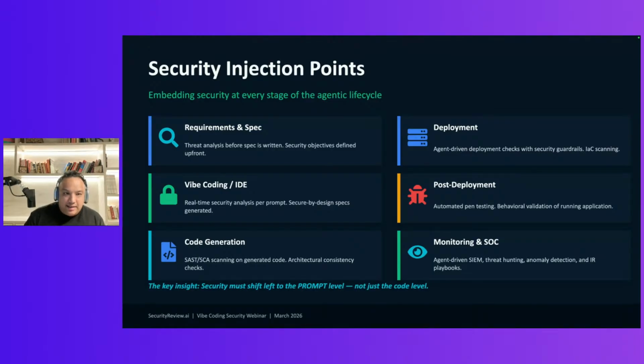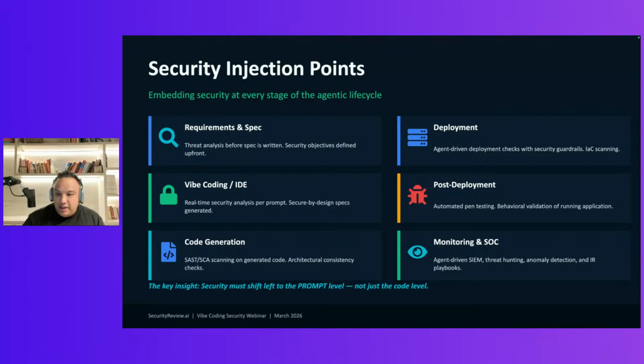What you want is security injection points at different stages of the agentic lifecycle or the ADLC, right? So when the requirements or spec is written, before this even makes its way to a prompt, analyze that from a security perspective. You do your threat model, your security design reviews, come up with a secure design to begin with. When the developer writes prompts into the AI IDE, that is analyzed, a secure by design spec is generated for that. When the code is generated, it is scanned from a security perspective, or there are already some guardrails to ensure that secure code is written right off the bat.